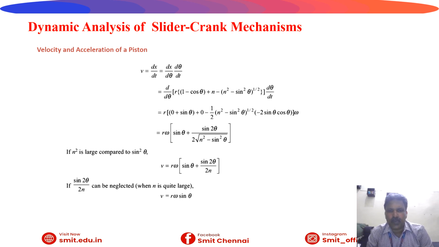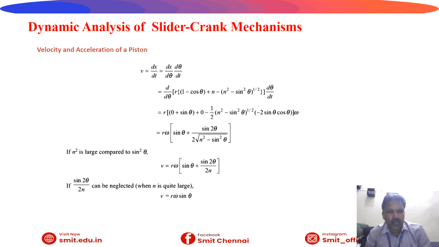Then cos theta will become sin theta. Then again, we are going to substitute to get these values. So sin square theta will become 2 sin theta, and the differentiation of sin theta will become cos theta. Why this omega is coming: because d theta by dt is nothing but omega, that is angular velocity. The final substitution will get like this: r omega sin theta plus sin 2 theta by 2 of square root of n square minus sin square theta.